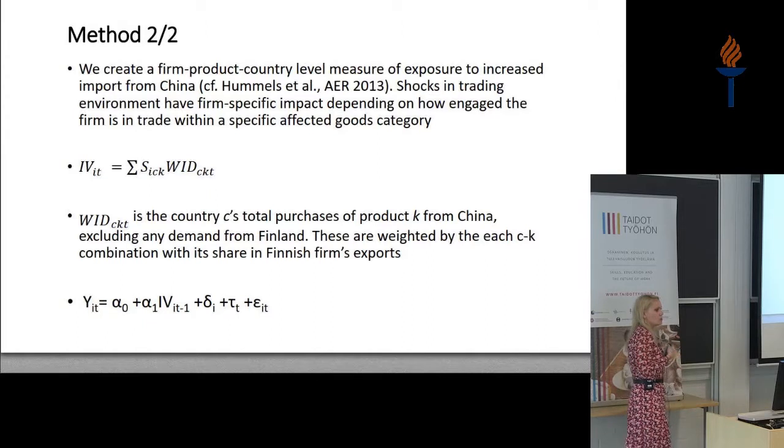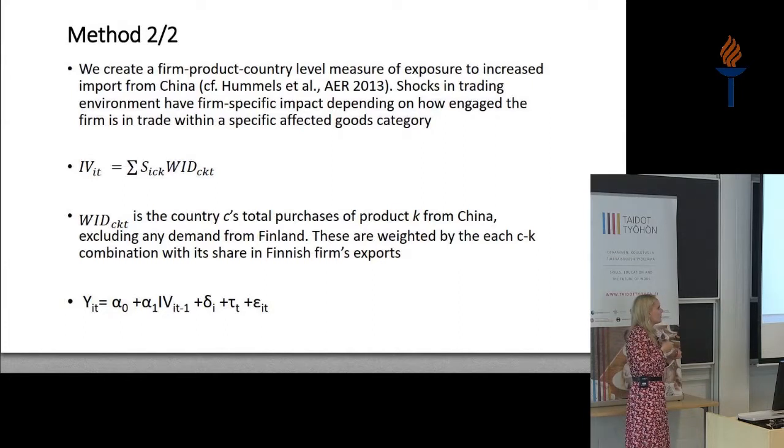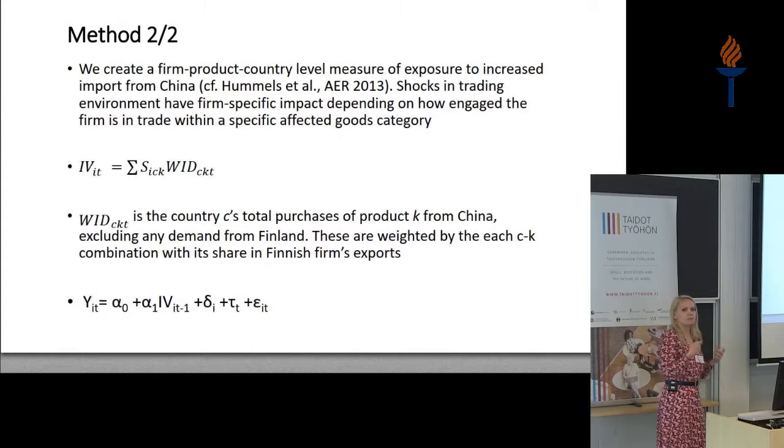So what is it actually? We create a firm-product-country level measure of exposure to increased imports from China, and this applies to all manufacturing sectors. Shocks in the trading environment may have firm-specific impacts depending on how engaged the firm is in trade with a specific affected goods category. So it is world import demand: basically a country's total imports from China minus the imports from Finland. Then these are summed together, and weighted by the Finnish firms' engagement in this CN combination. Like I said, it is very difficult to interpret the variable because it is something like millions of euros with some weights.